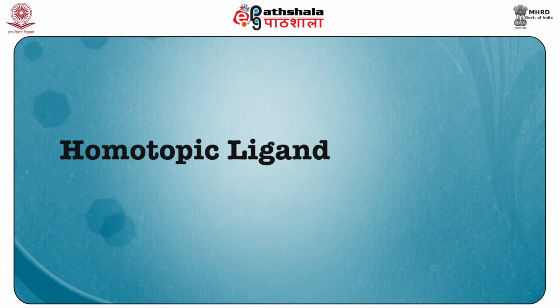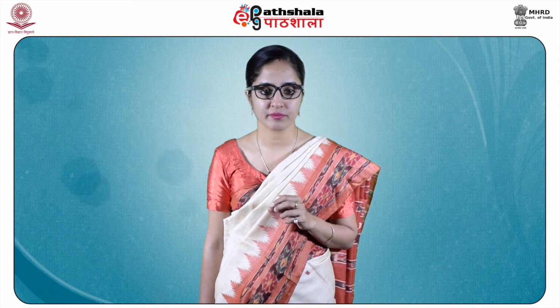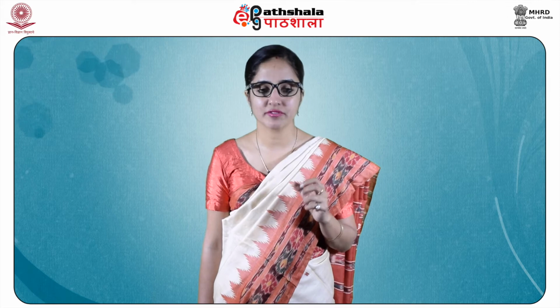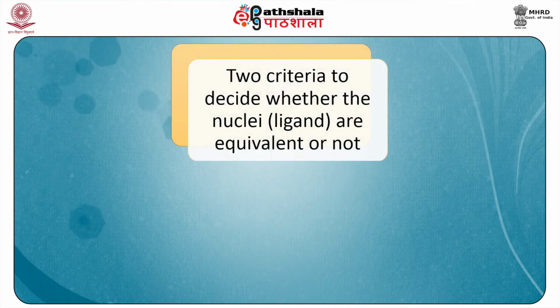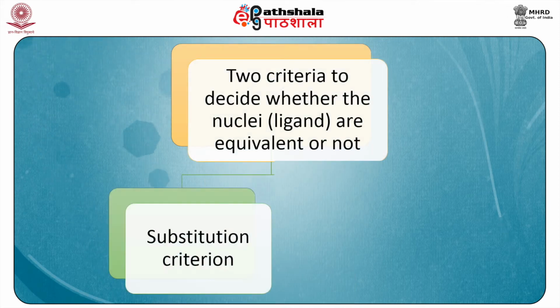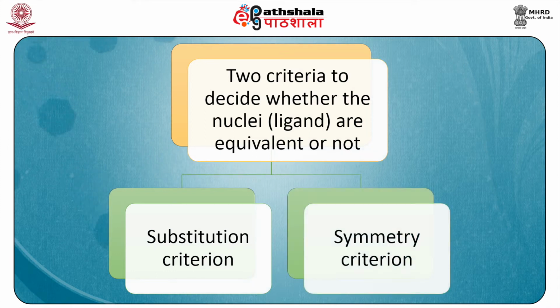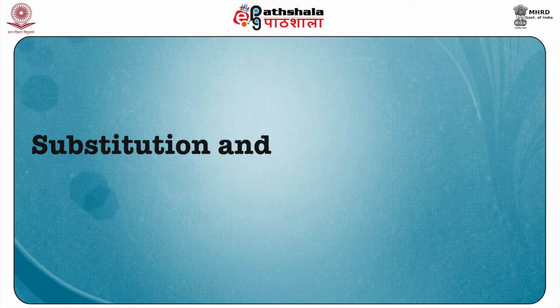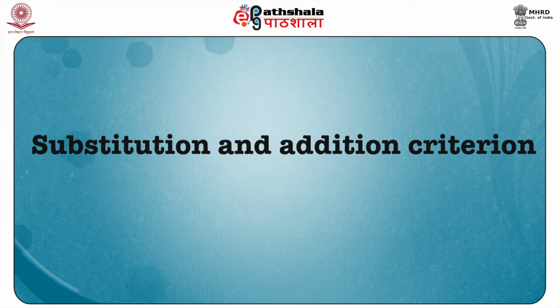Now what are homotopic ligands and faces? Some of the apparently identical ligands are not equivalent towards enzymes or in their NMR signals. How will we decide whether the nuclei, that is the ligands, are equivalent? There are two criteria for this. First is the substitution criterion and the second is the symmetry criterion. Similarly, addition and symmetry criteria serve to test the equivalency of faces also. Now let us first study the substitution and addition criteria.